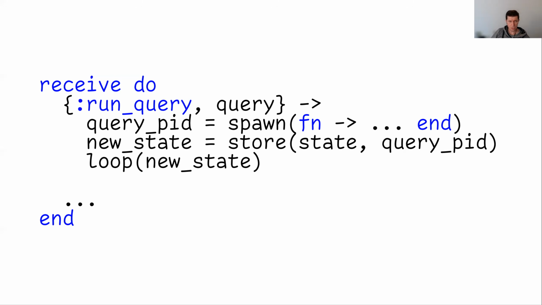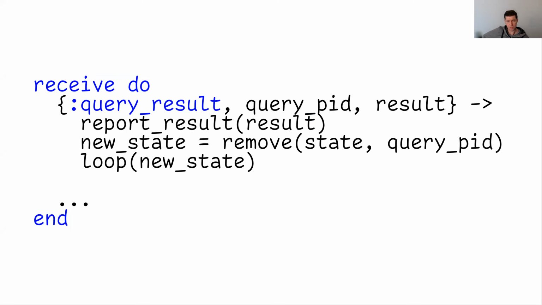So another kind of message that we're going to receive would be the results sent from the query process. Typically this result is going to contain, at the very least, the PID of the query process itself, so we can identify who sent us the message, together with the actual results.